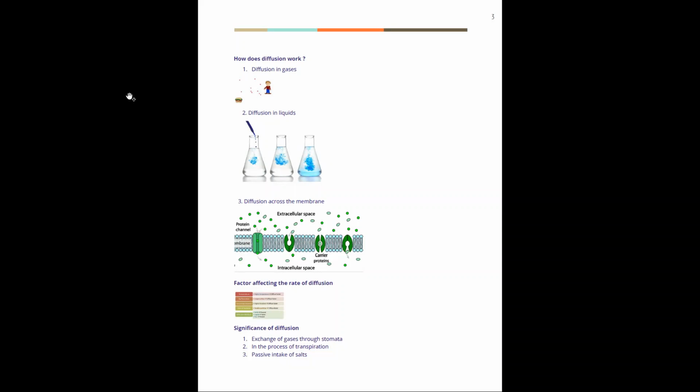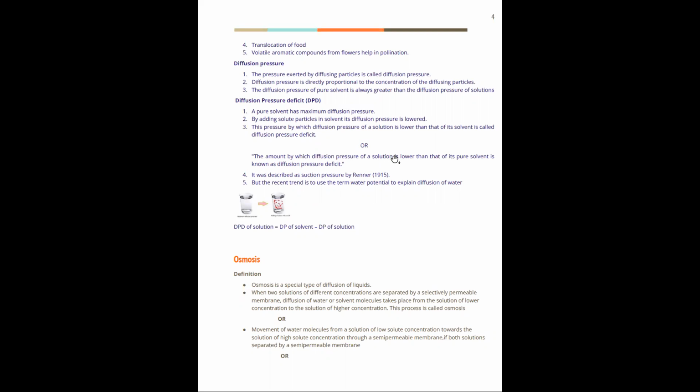So you all can see this, that they have given how diffusion works. Diffusion occurs in gases. Suppose this is food, then some aromatic compounds coming from the food will be received by the sensory cells present in your nose. Then you can see that some gases are diffusing. This is diffusion in liquids, and this is diffusion across the membrane, which is very, very important. So we will discuss that.